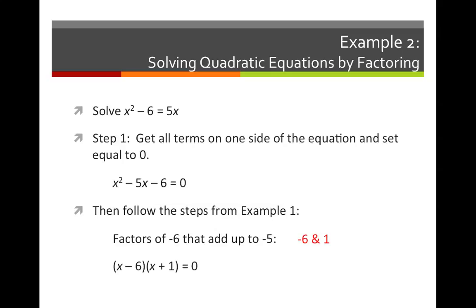So now we can use those to set up factors. x minus 6 will be one factor, x plus 1 will be the other factor, and that product now is equal to 0. So now with the 0 product property, we can set each factor equal to 0 in order to solve. And again, we're getting two solutions. One possible value is 6, the other value is -1.